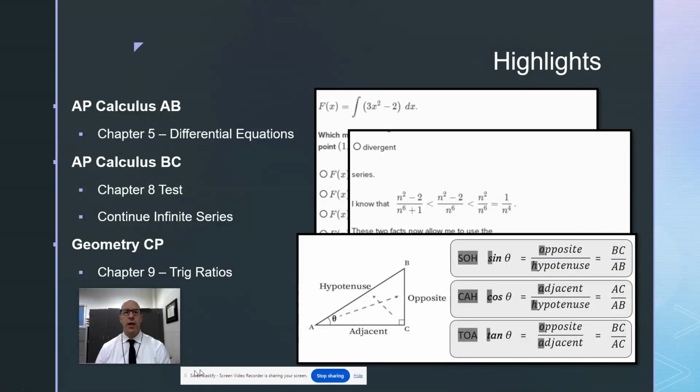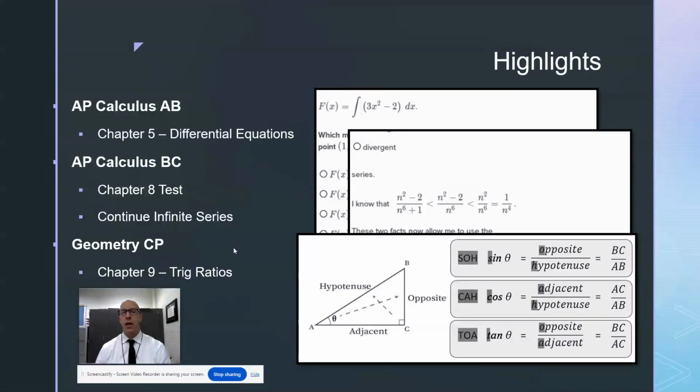In geometry, we will be continuing looking at trig ratios. Today, they actually have a weekly quiz on what we did last week, which was on the Pythagorean theorem and special right triangles.